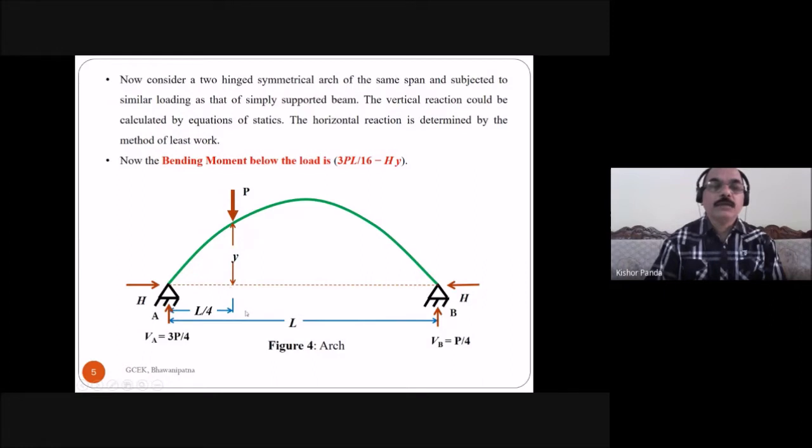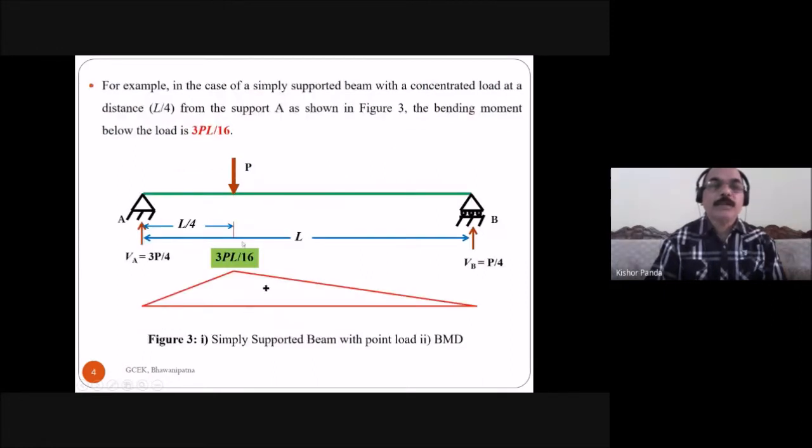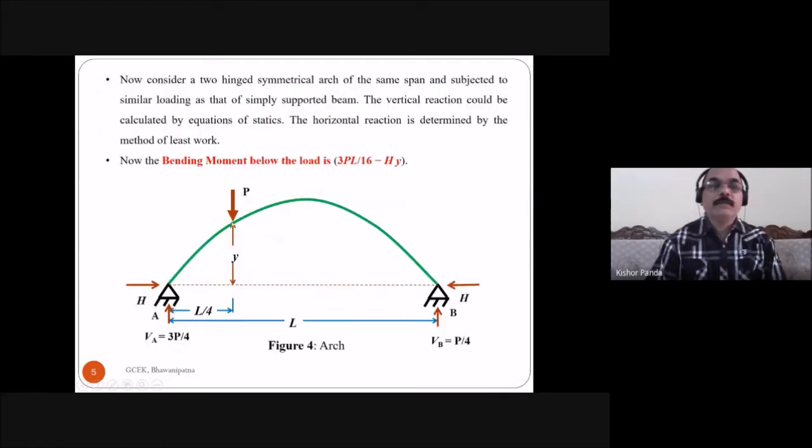So here you see in the case of beam, the maximum bending moment at the loading point is equal to 3PL by 16. But in the case of arch, what is the maximum bending moment at the loading point? Here you see this is the reaction. Due to the reaction at A, what is the bending moment here? Va into L by 4, and the reaction at A is 3P by 4, so 3P by 4 into L by 4, which is equal to 3PL by 16. So due to this vertical reaction, the bending moment here is 3PL by 16.